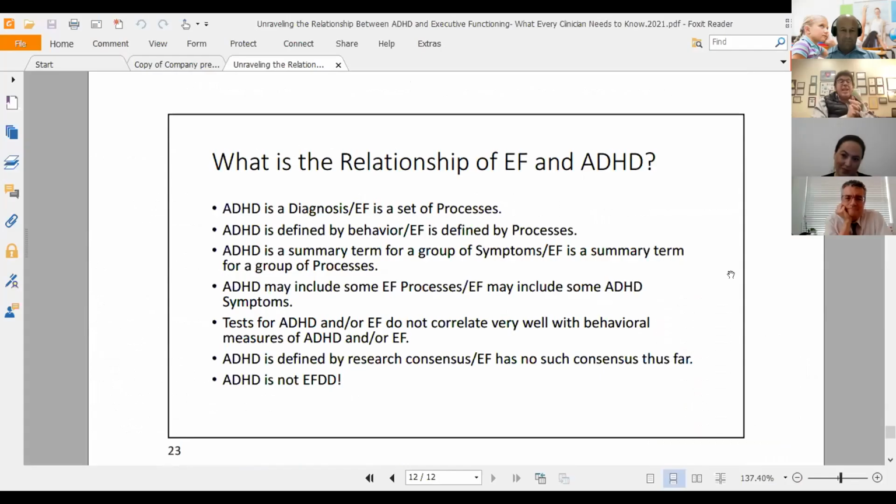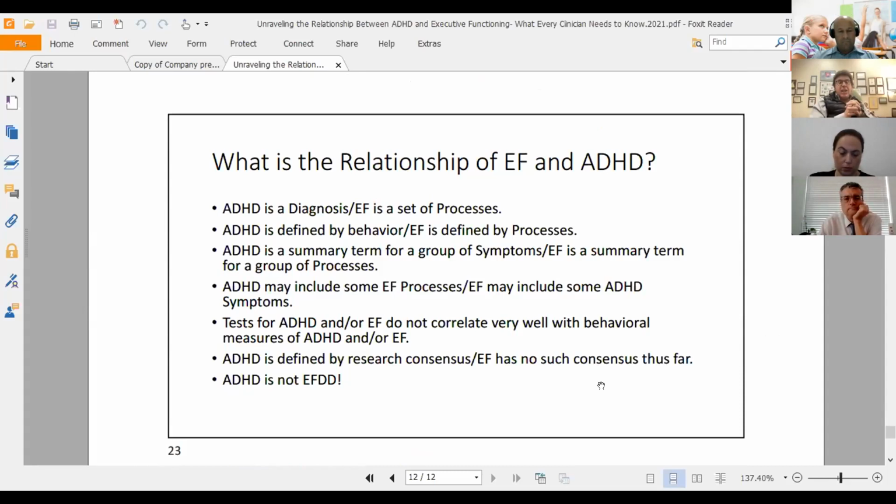Relationship between EF and ADHD. ADHD is a diagnosis. Executive functioning is a process based on a set of processes. ADHD is defined by behavior. EF is defined by these processes, how you do these things. ADHD is a summary term for a group of symptoms. EF is a summary term for a group of processes. ADHD may include some EF processes like planning. EF may include some ADHD symptoms like paying attention.